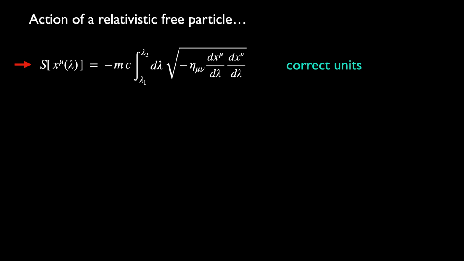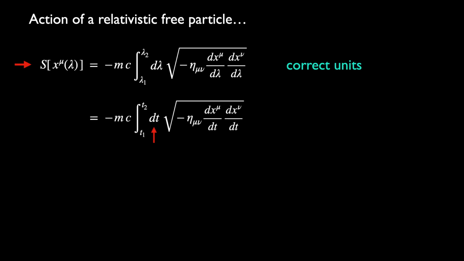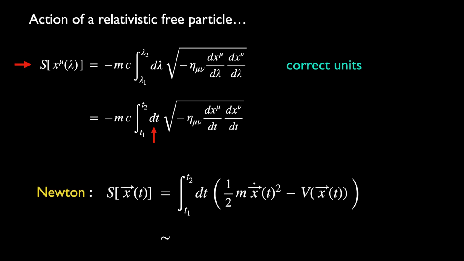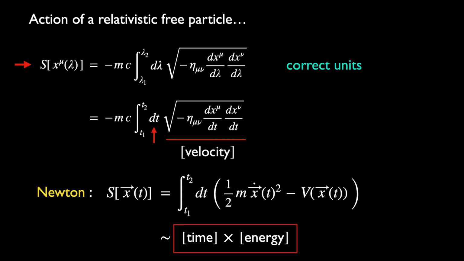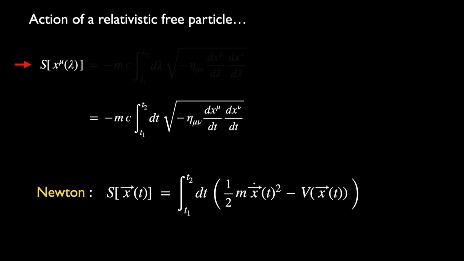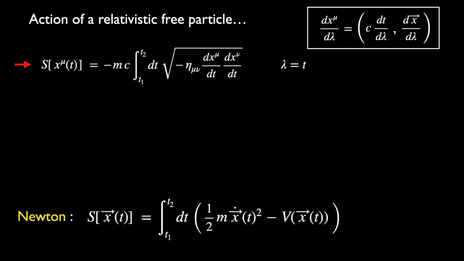To see why, we can use the fact that the action is invariant with respect to the choice of lambda and choose lambda to be t. This can be compared to the Newtonian action, which has units of time times energy. This comparison actually goes further, because with these prefactors, the non-relativistic limit of the relativistic action actually approaches the Newtonian version as we go to low velocities. Let's verify this.